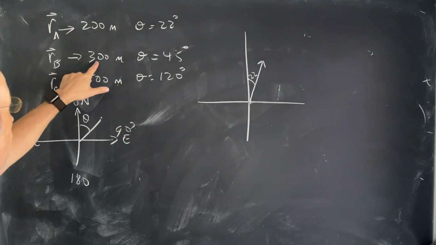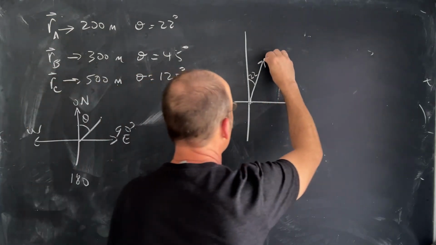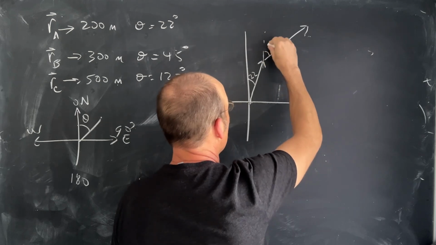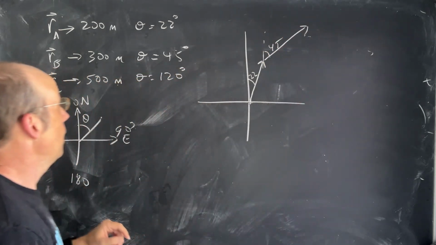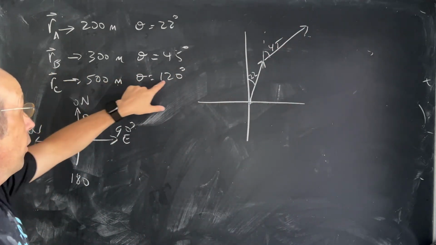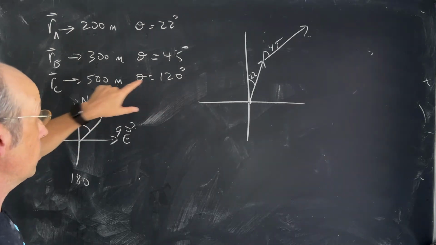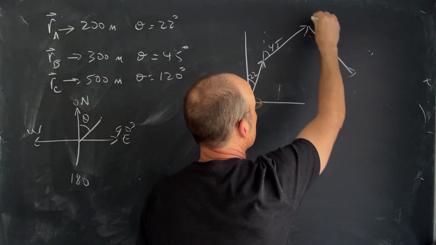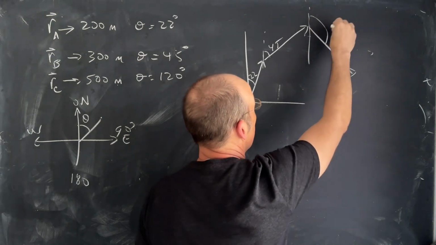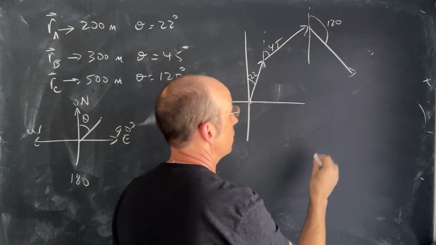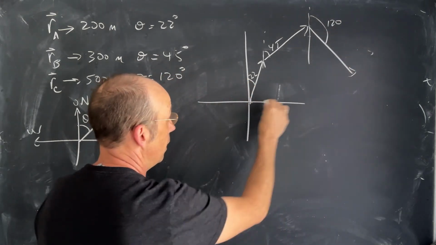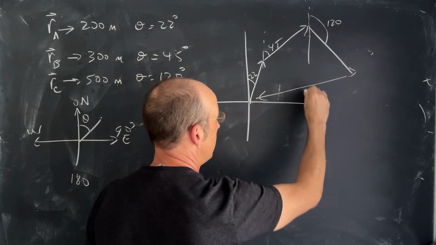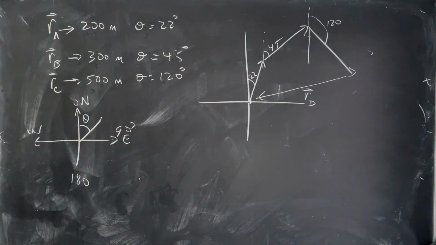Next, I'm going to move 300 meters at 45 degrees. So this is 45. And then finally, I'm going to move 500 at 120 degrees. So 120 degrees, that'd be like this. So this angle is 120 degrees, and that's 500. Now the question is, what's this distance? We'll call that RD.